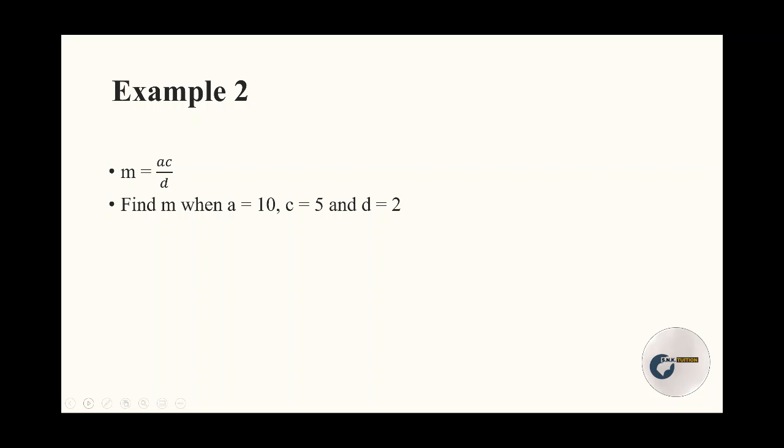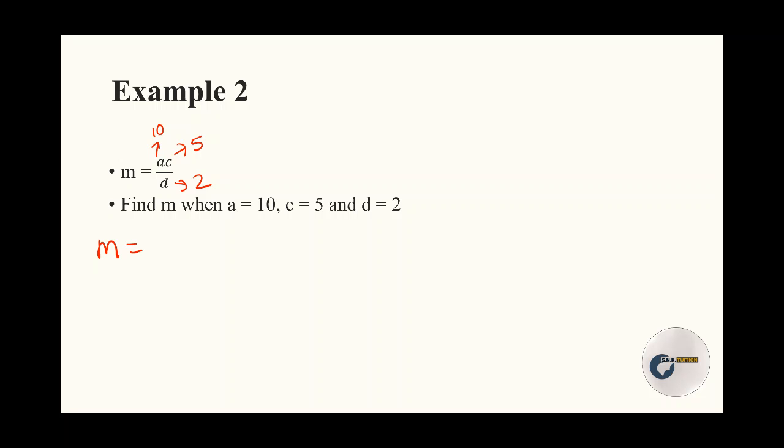Let's look at our example number 2. We are told m is equal to ac over d. Find m when a is equal to 10, c is equal to 5, and d is equal to 2. So here we know that a is equal to 10, c is equal to 5, and d is equal to 2. So I've drawn arrows next to each letter to remind myself when I'm transferring it.